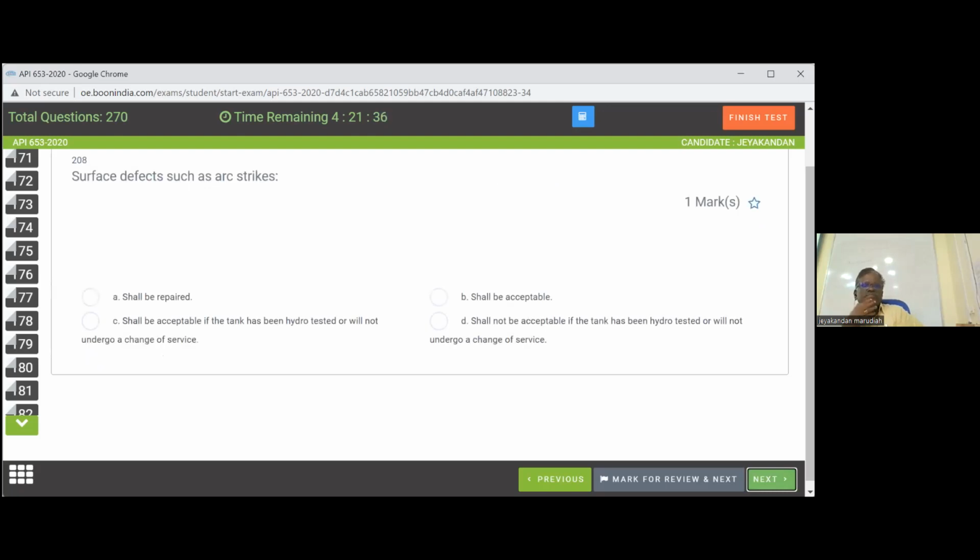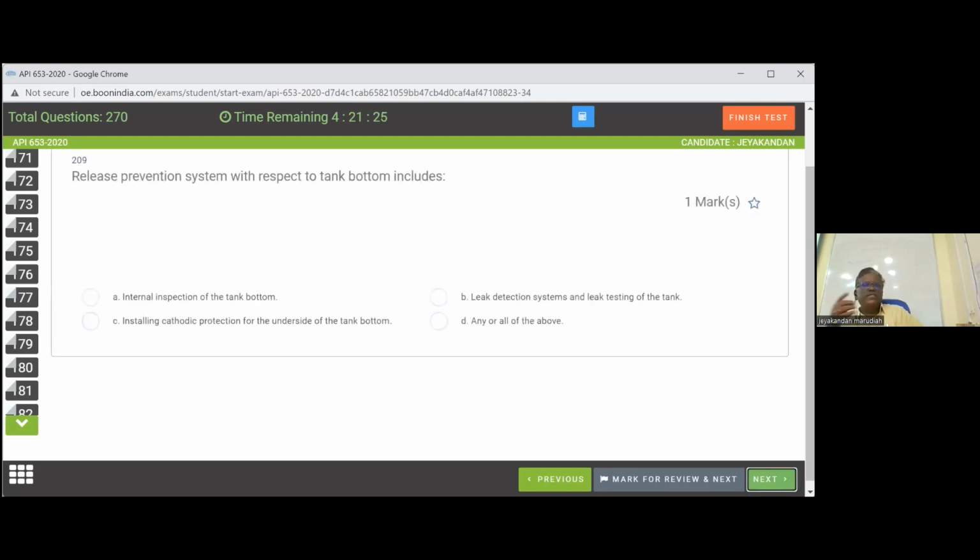Next one. Surface defects such as arc strikes: shall be repaired, no. Shall be acceptable, no. Shall be accepted when the hydro test is done and the tank will not undergo change of service. Okay. Next. Release prevention system with respect to tank bottom. So what is the release prevention? Internal inspection, leak detection system, cathodic protection, all are considered as release prevention system. See, a release prevention barrier means channelizing the leakage and detecting the leakage. A release prevention system means release prevention barrier, internal inspection, cathodic protection, lining, everything is considered as a release prevention system.